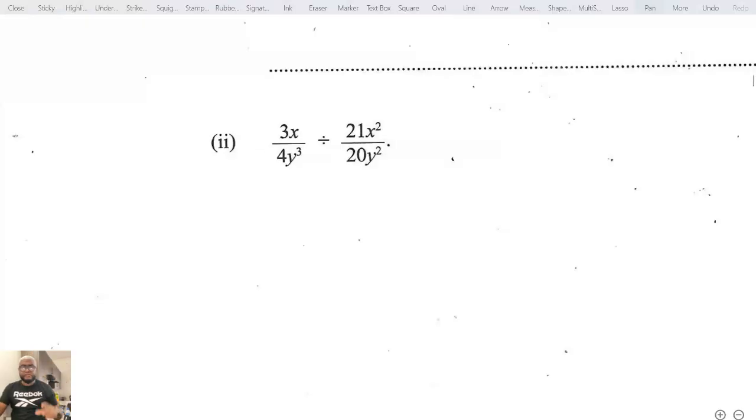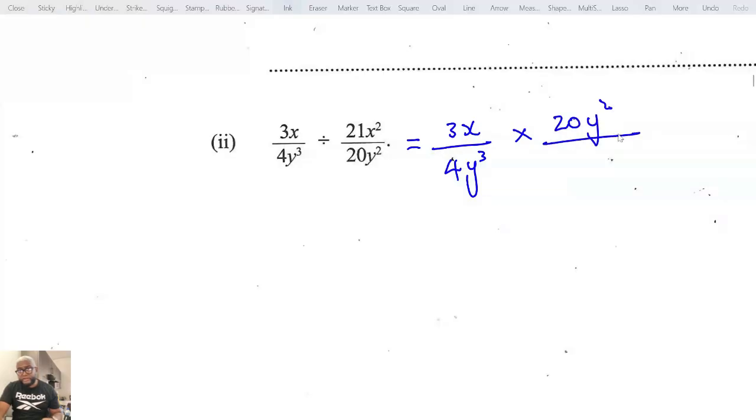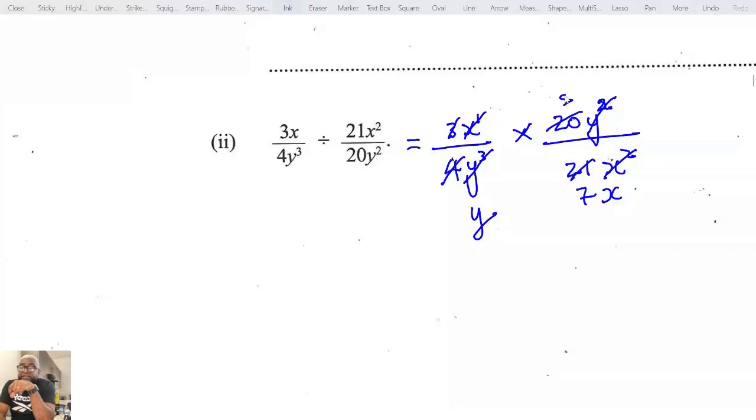Invert and multiply. So let me put what we inverted into one time. So it'll be 3x over 4y to the third power multiplied by 20y squared all over 21x squared. Cross multiplied. What we could say here, let me do it one time now. 3 into 21 is 7. x to the first power into x to the second power will actually leave me just x. Right? y to the second power into y to the third power would leave me with y, but the y coming underneath. 4 into 20 is 5.